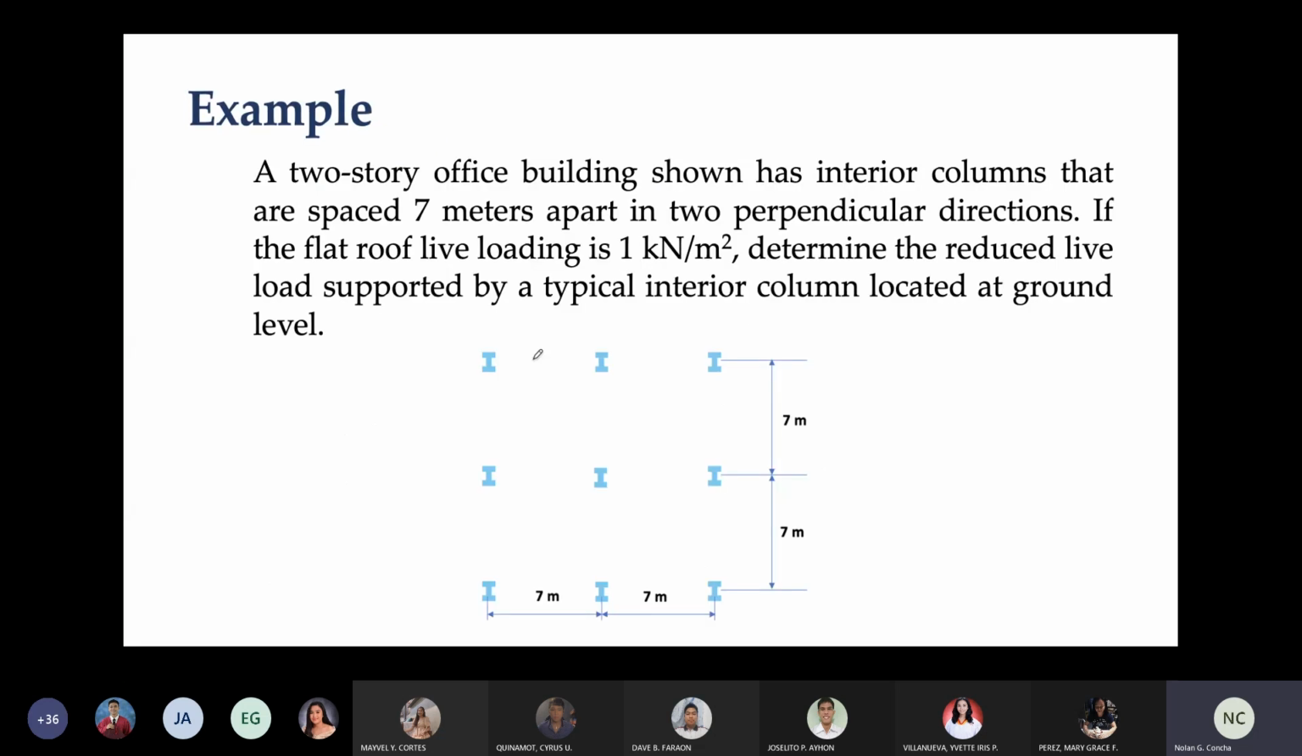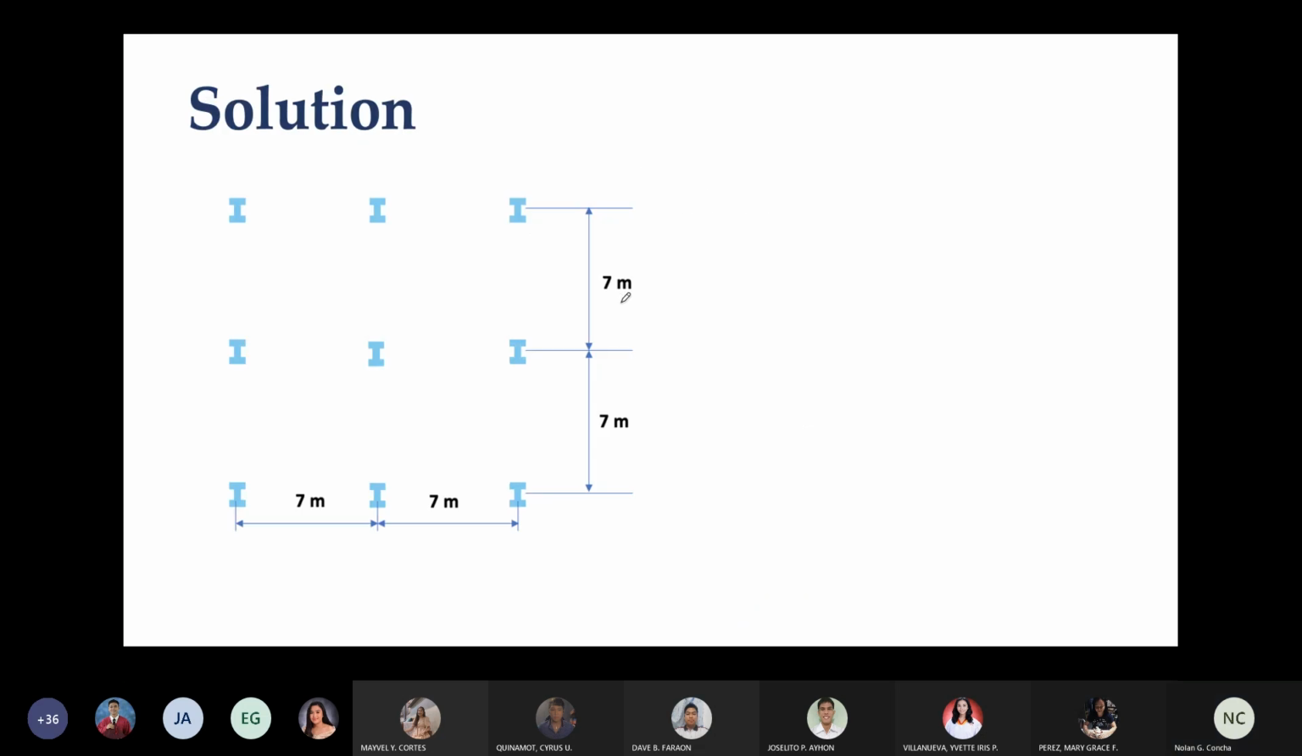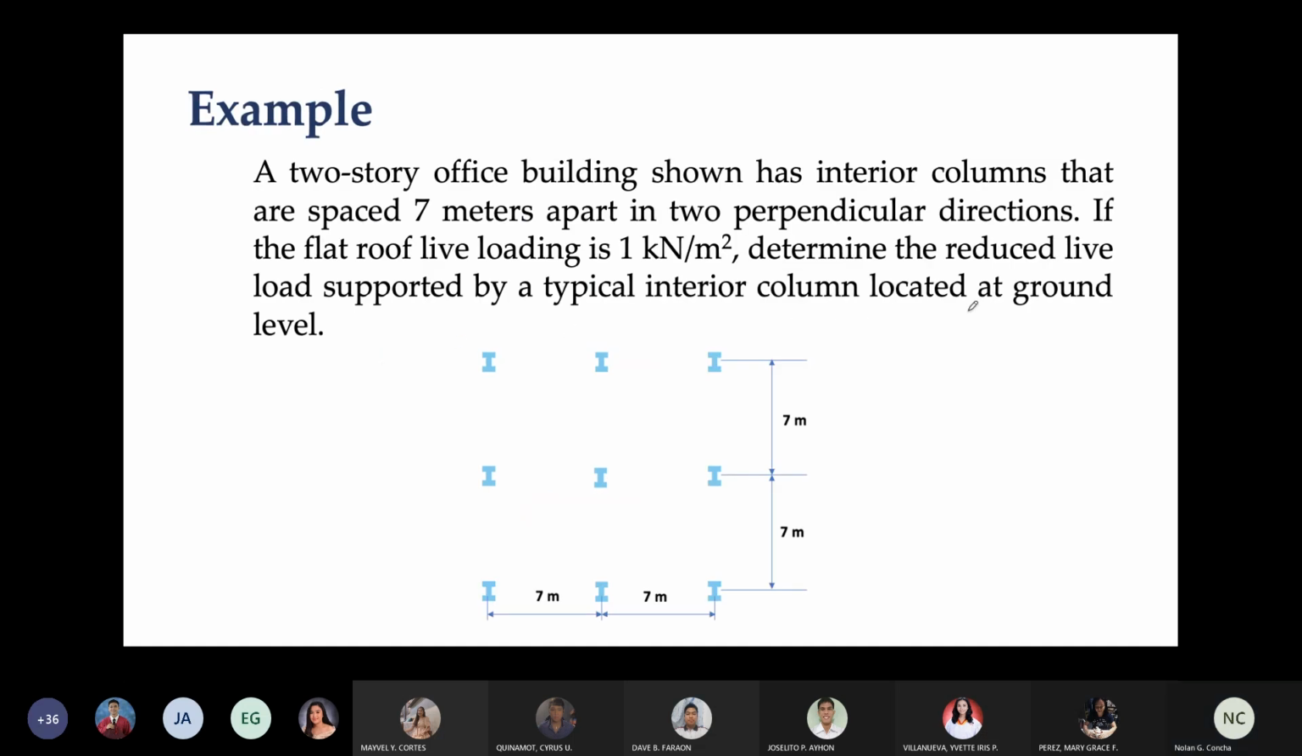Okay, so tingnan natin itong example. We have a 2-story building and you have interior columns spaced 7 meters apart. The live load is 1 and we want to reduce this live load. So ano ba yung ating tributary area sa interior column? Kasi yun ang hinahanap, no? Determine the reduced live load supported by a typical interior column located at the ground level.